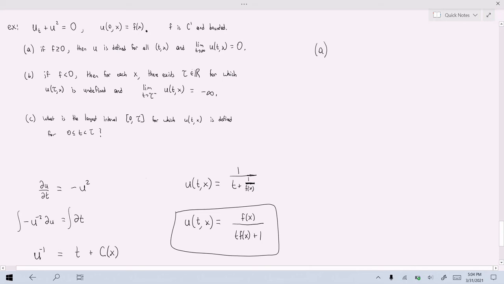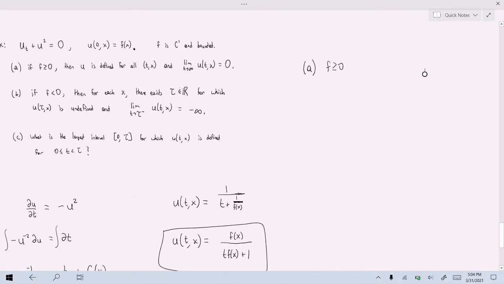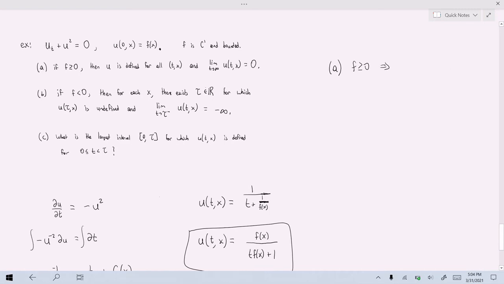So for part A, if f is always greater than or equal to 0, then our denominator will always be strictly greater than 0, since we're always adding 1 to it. So it's always going to be greater than or equal to 1. So the denominator of u is going to be greater than or equal to 1. That is why u will be defined for all values of t and x, because the denominator will never go to 0.